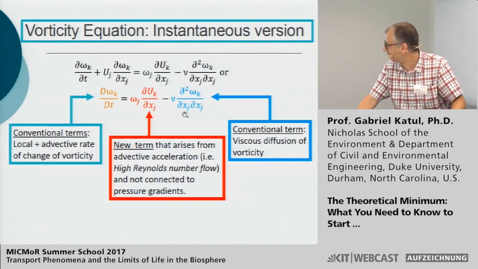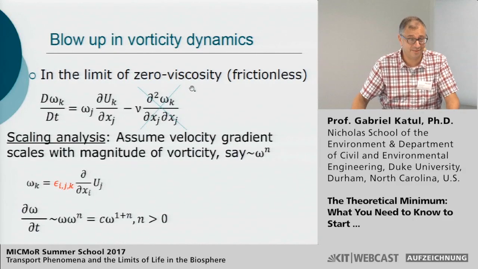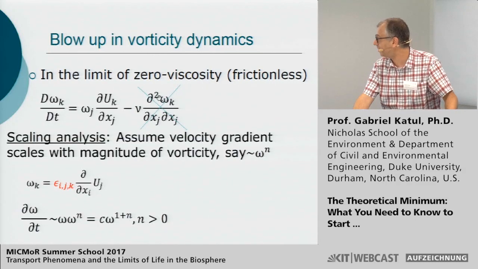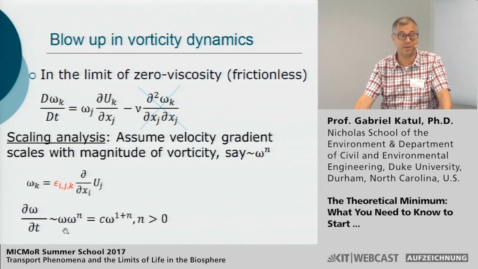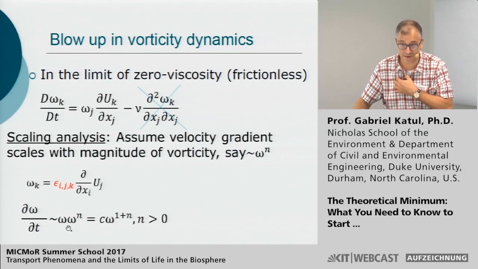It's coming. Here it is. In the limit of zero viscosity, so you have a frictionless fluid, this is an interesting limit. In the limit of zero viscosity, you kick this term out. Now, if the vorticity is nothing but the curl of the velocity, then it must be proportional to the velocity gradient. So I can get rid of this velocity gradient and basically put the vorticity here. So now I have an equation that looks like dw/dt is proportional to the vorticity squared. What does that say? Explosion of vorticity in finite time.